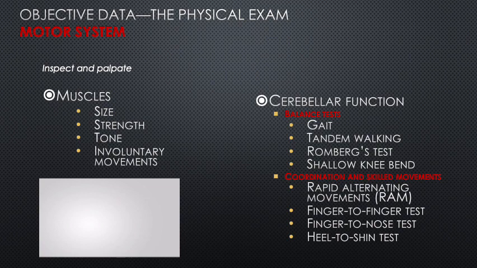You can also do the heel to shin test where you have your patient laying supine and you're going to place their heel on the opposite knee and then you're going to ask them to run it down their shin to the ankle, or they can put their own heel on the opposite knee. You do it both sides and they should be able to have a very coordinated movement and it should be in a straight line down their shin.